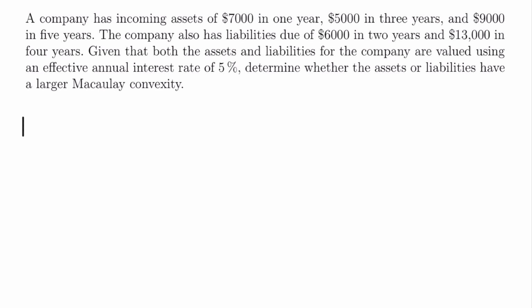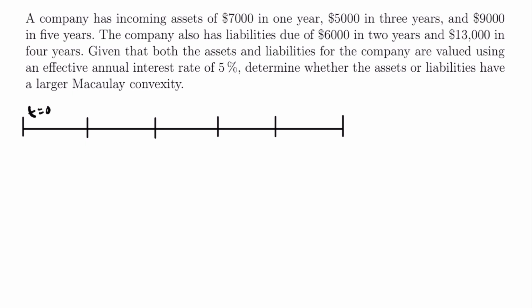So we'll start with time equals 0, and then draw a big line here. This will be time equals 1, time equals 2, time equals 3, time equals 4, and time equals 5. All right, and now let's label them. T equals 0, T equals 1, T equals 2, T equals 3, T equals 4, and T equals 5. Now I'm going to label all of the assets in one row along this timeline, and then I'm going to label all of the liabilities in another row. That way we can distinguish between them.